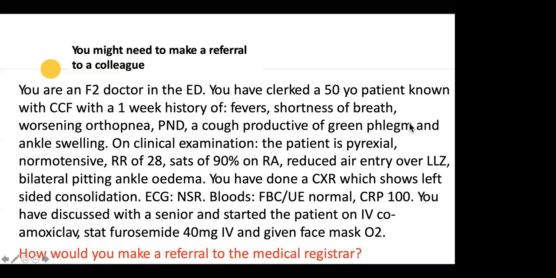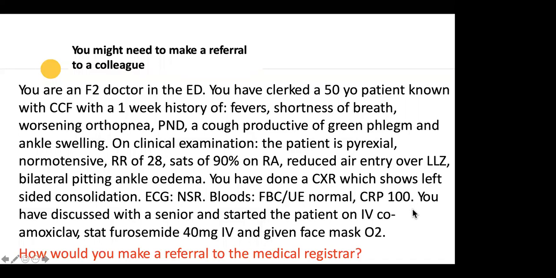So you're an F2 doctor in the ED, you've clerked a 50-year-old patient, known with CCF, with a 1-week history of fever, shortness of breath, worsening orthopnea, PND, which is paroxysmal nocturnal dyspnea, cough productive of green phlegm, and ankle swelling. On clinical examination, the patient is pyrexial, normotensive with a respiratory rate of 28, SATs of 90 on room air, reduced air entry over left lower zone, bilateral pitting ankle edema.